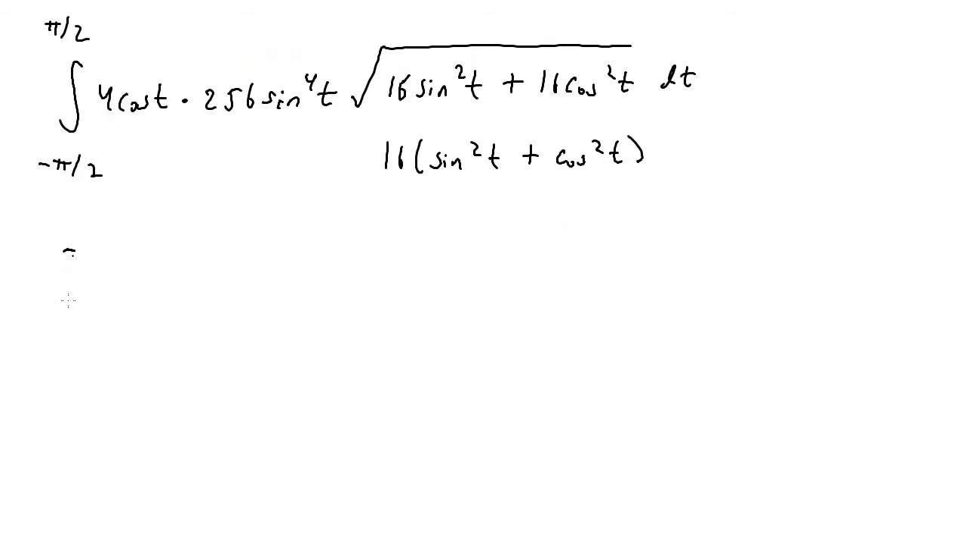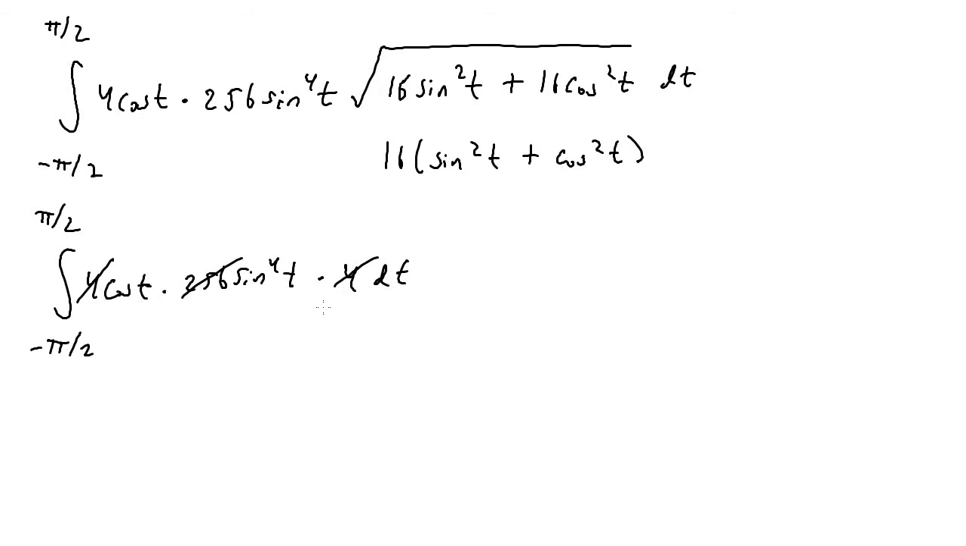So rewriting the integral, we get the integral from negative pi over 2 to pi over 2 of 4 cosine t times 256 sine to the 4th t times, now we simplified this entire thing down to just 4, so we have times 4 dt. So 4 times 256 times 4, if I use my calculator, is going to be 4096. Since that is a constant, I can take that outside the integral. So we get 4096 times the integral from negative pi over 2 to positive pi over 2 of just cosine t times sine to the 4th t dt.